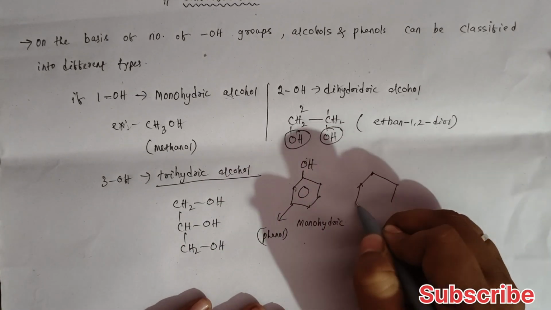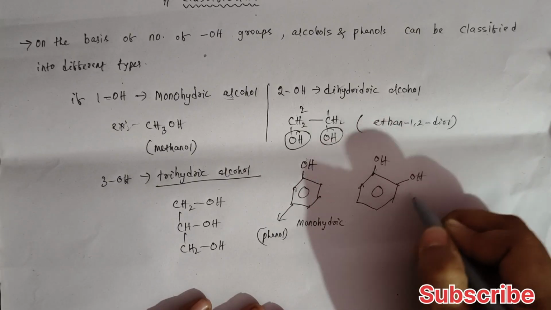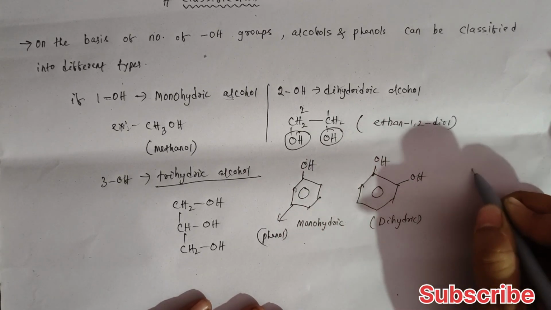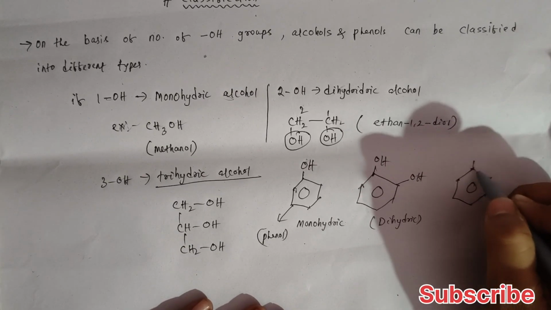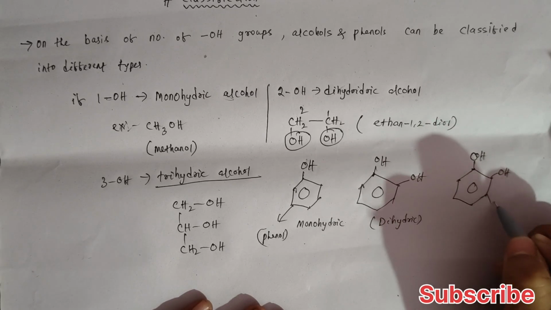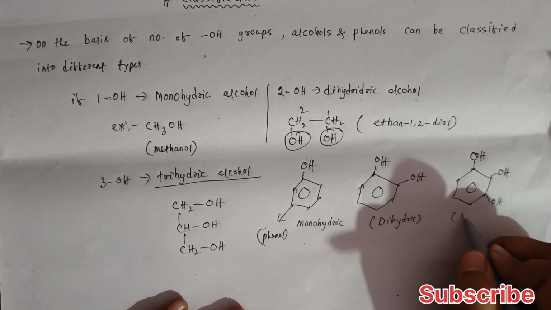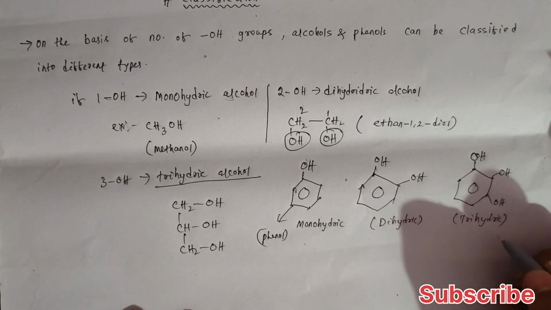If it contains how many? Two OH groups. If it contains two OH groups at any position, then it is called a dihydric phenol. If it contains three OH groups, then we can call the structure trihydric. You can take the OH groups at any position, but if it contains three OH groups, then it is called a trihydric phenol. I hope it is clear to all of you.